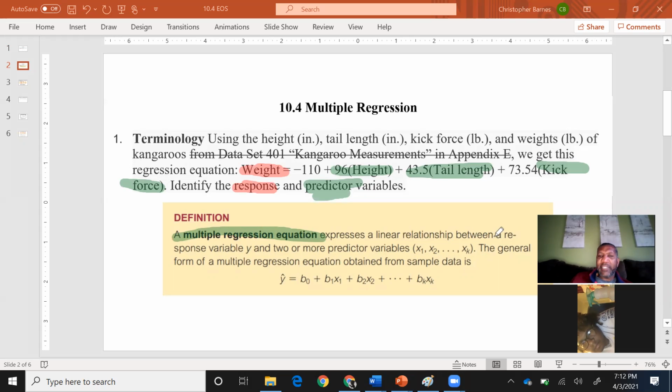It expresses a linear relationship between a response variable, key right here, y, and 2 or more predictor variables. And that's like x1, x2, xk, all the way up to what they want, right? So seeing the similarities between these two, you can identify from this right here that weight is a response, and then the predictor variables are all of the additional 3. Right. All right, any questions on that? No, it's pretty clear. It's just like terms.